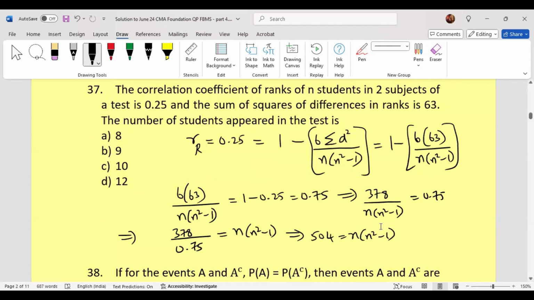So this becomes a cubic equation, so we have to do hit and trial only. First, let us try with 8. If n is 8, what will happen? 8 square is 64. 64 minus 1 is 63. 63 into 8, you get 504. So the option is 8. That is option A.